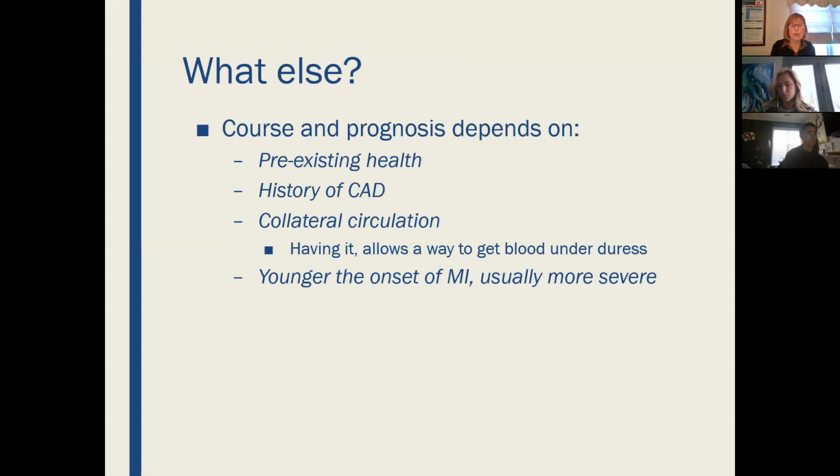Usually the younger the onset of the MI, your disease is significantly worse. And it's probably genetic components and things like that that hit people at that young age.